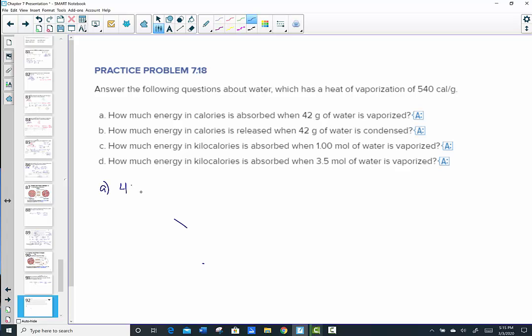In letter A, we had 42 grams. Heat is being absorbed, so I know it's endothermic. The value of heat of vaporization for water is given as 540 calories per gram. So I'm simply multiplying 42 by 540. On my screen, it says 22680 calories. Let's give that to 2 sig figs.